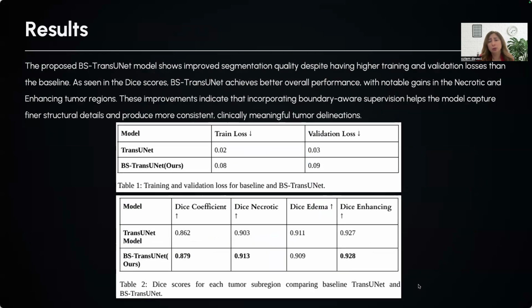Despite the higher loss magnitude, the actual segmentation performance improved where it matters, looking at table 2. My model, BS-TransUNet, shown on the bottom row, achieved higher dice scores for the necrotic core, 0.913, and the enhancing tumor, 0.928, compared to the baseline. This confirms that the added supervision helped the model capture fine structural details that the baseline UNet missed.